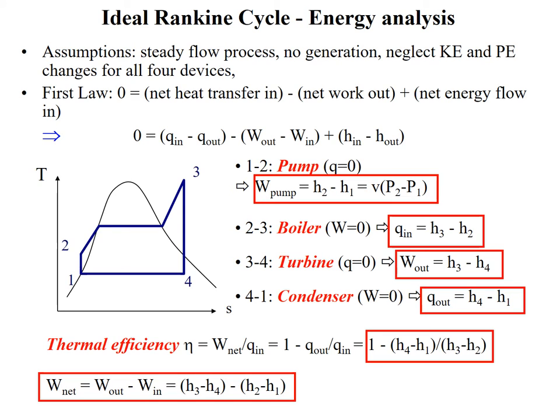Next, the boiler has no work, so Q in is equal to H3 minus H2. Then the turbine, again Q is equal to 0, so work is H3 minus H4. Condenser, work done is 0, then Q out is equal to H4 minus H1. What is the thermal efficiency?